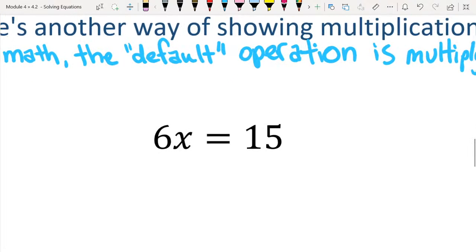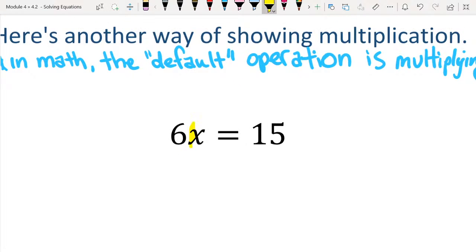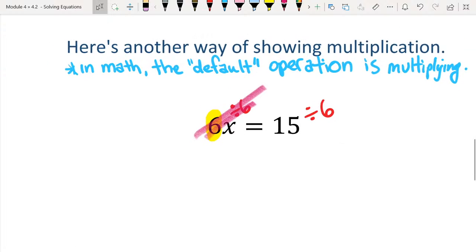But once you know that, this becomes an easy question, because how have they complicated the x? They've multiplied it by 6. And the opposite of multiplying by 6 is still just dividing by 6. So we'd take that and we'd cross it out. And this is going to be 15 divided by 6. And I don't know if this is going to work out nicely, but that's okay.